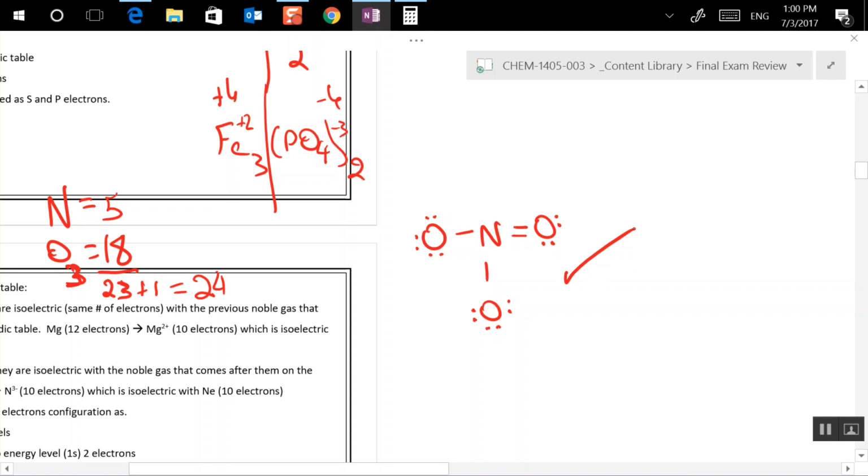What is the shape of this? The geometry of it? Trigonal planar. Okay, what if it had the central electrons? What shape would it be? Trigonal pyramidal. Okay, good.